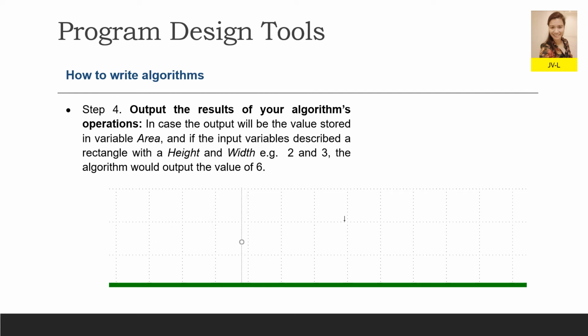Output the result of your algorithm's operation. In this case, the output will be the value stored in the variable. If the input variables describe a rectangle, height and width, with values of 2 and 3, the algorithm would output the value of 6. Say, for instance, we have area is equal to h times width. So 6, because the value of h is 2, multiplied by 3 is 6.